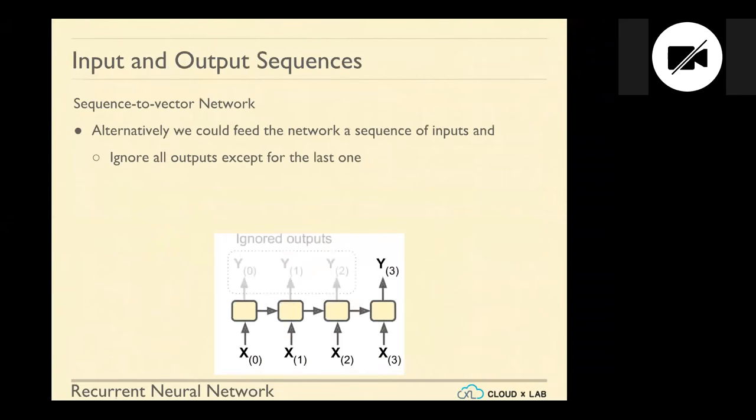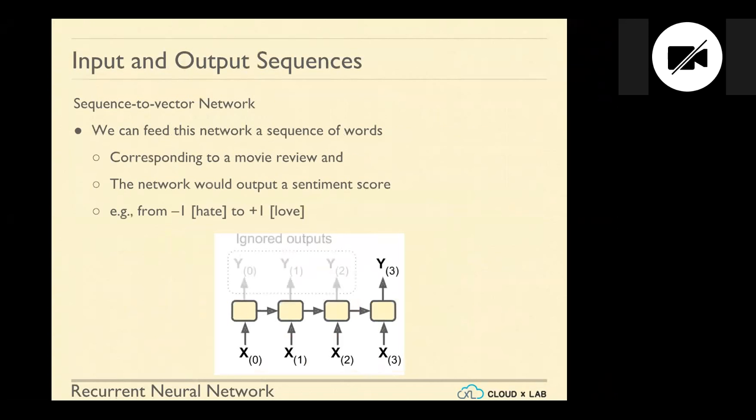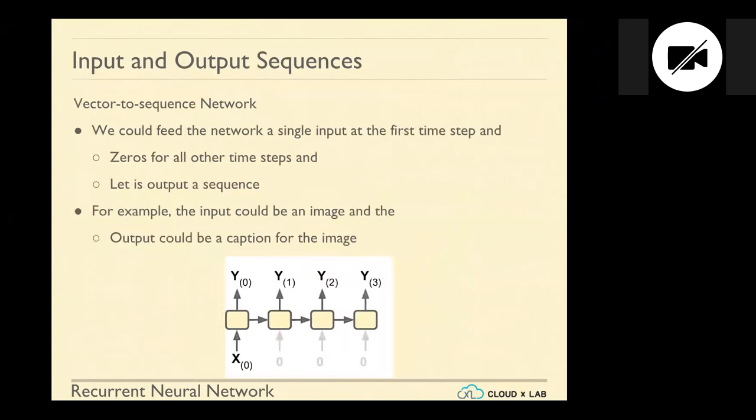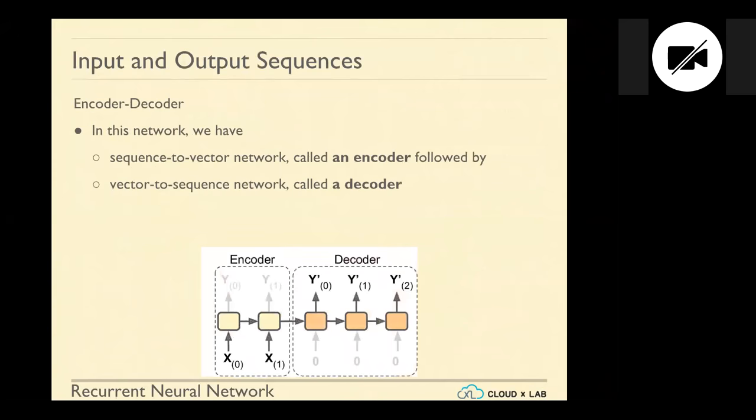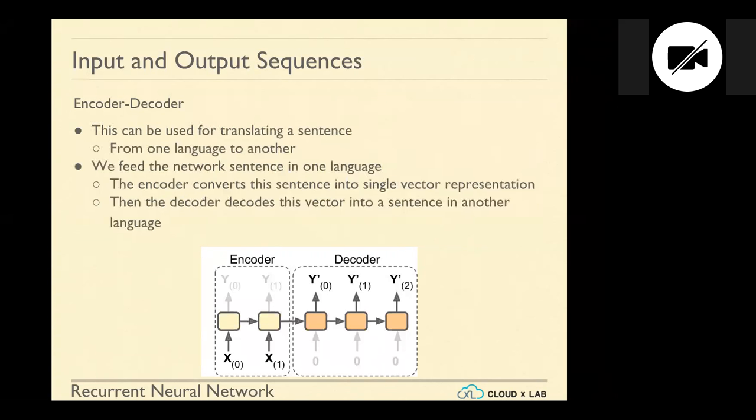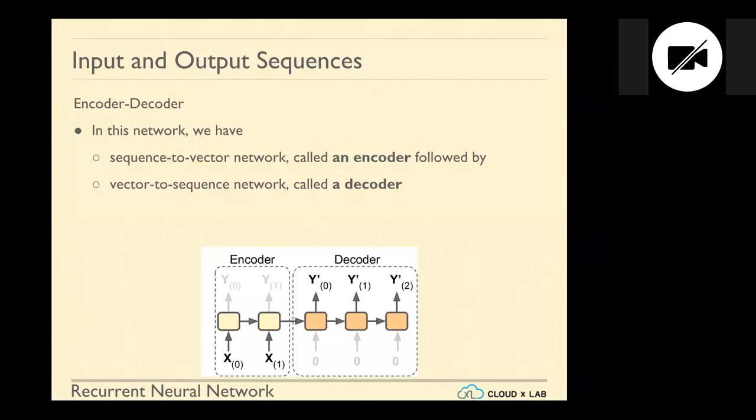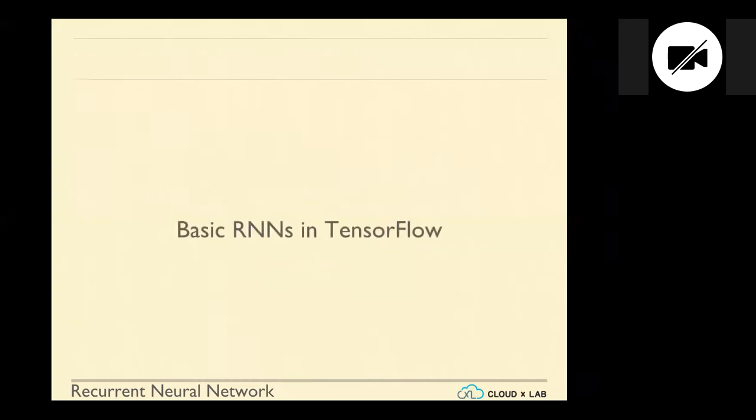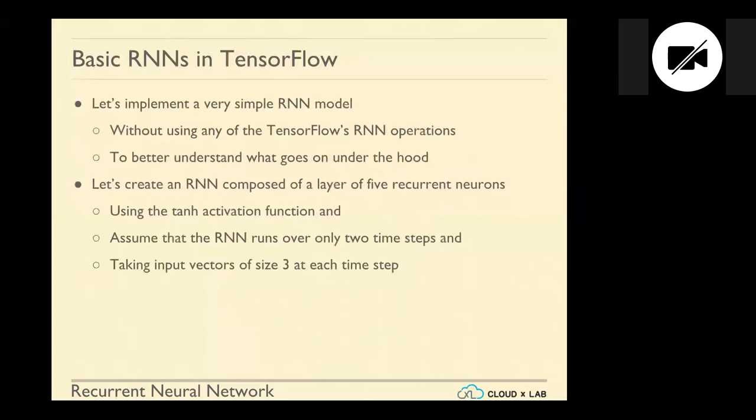So we talked about these parts where the recurrent neural network can also ignore outputs and also skip the inputs. And such a combination is generally called encoder and decoder. We will talk about this kind of format when we do language translation. And it is basically a combination of two networks. Then we tried to build an RNN using TensorFlow.